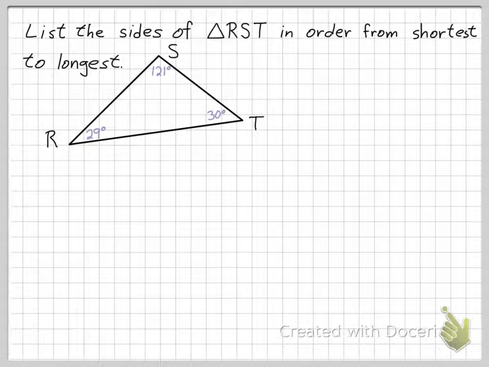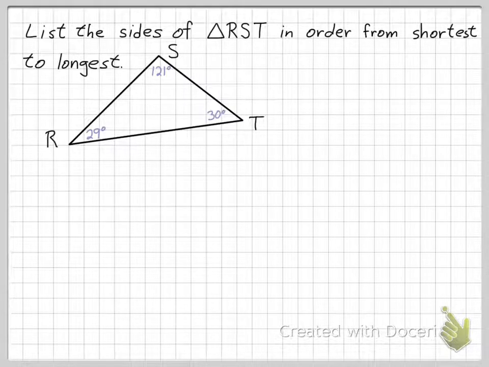Okay, and here's a typical problem you'll get regarding this concept. List the sides of triangle RST in order from shortest to longest. So if you'd like right now, you can pause the video and work this problem out on your own. But again, for the sake of this presentation, I'm going to continue.